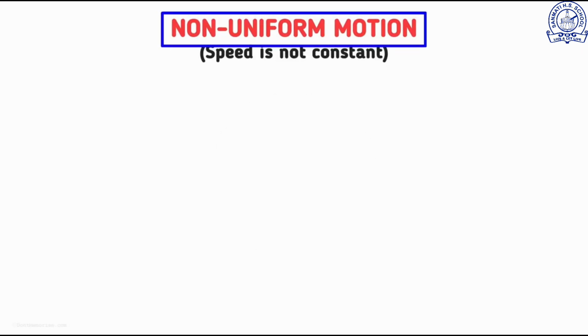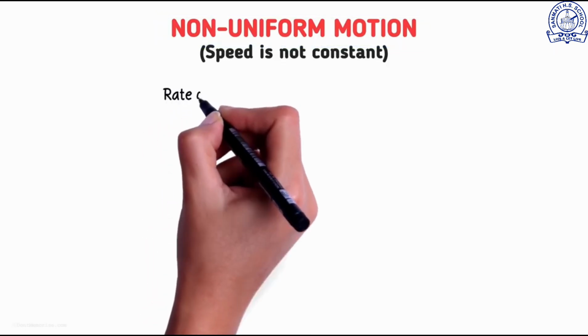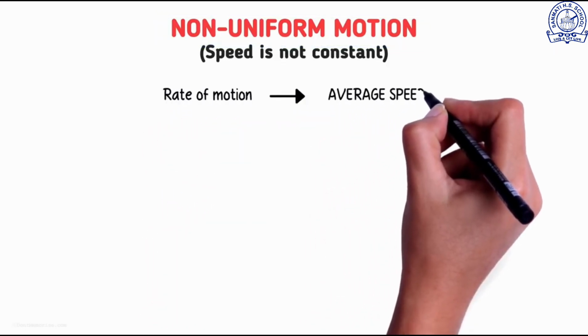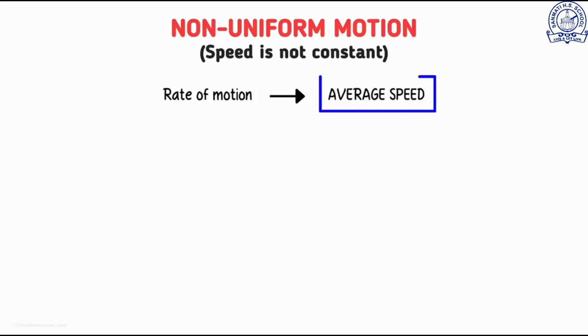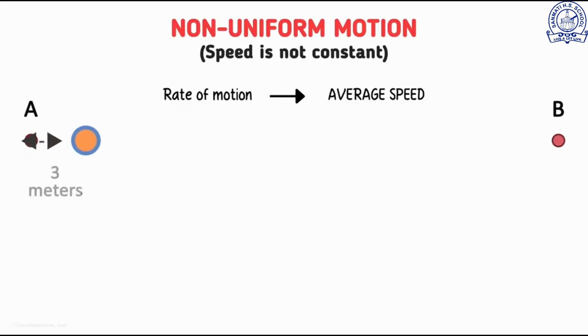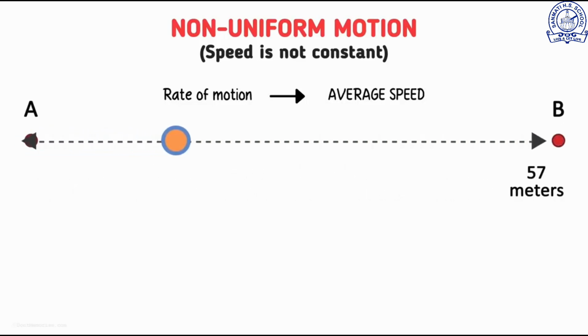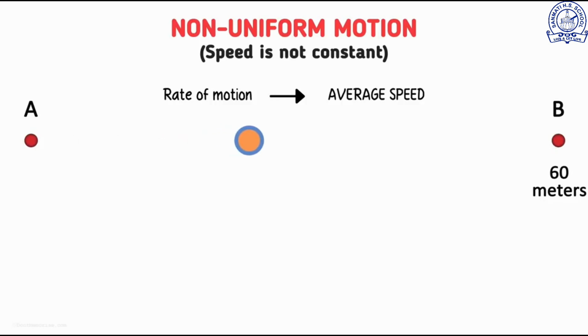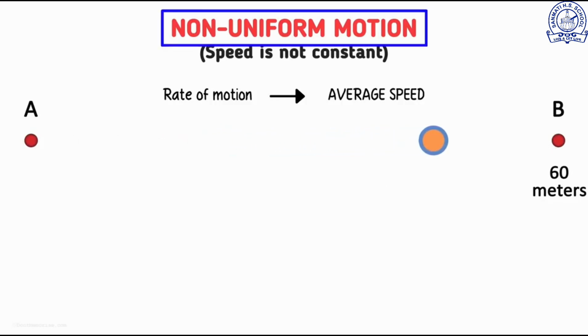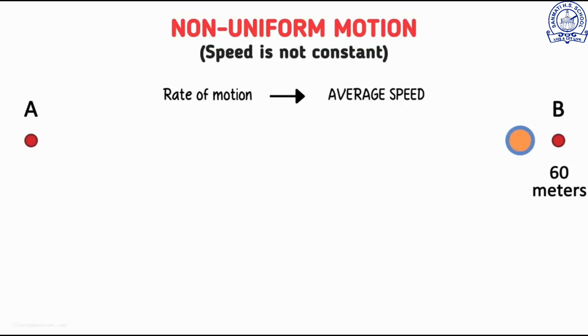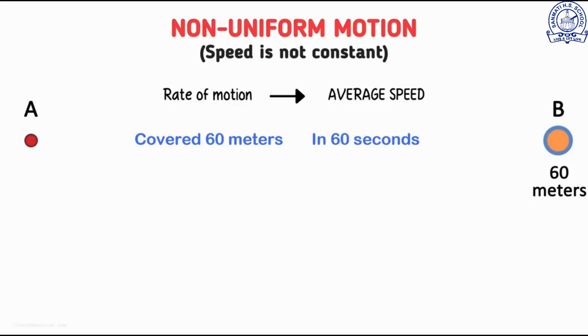When it comes to non-uniform motion, we refer to the rate of motion in terms of average speed. Yes, that's right, average speed. So how can we derive average speed? This boy leaves point A to reach point B, which is 60 meters away from A. And he has been walking at varied rates of motion, basically non-uniform motion. He takes 60 seconds to reach point B. So he has covered 60 meters in 60 seconds. What is his speed? Can you tell?